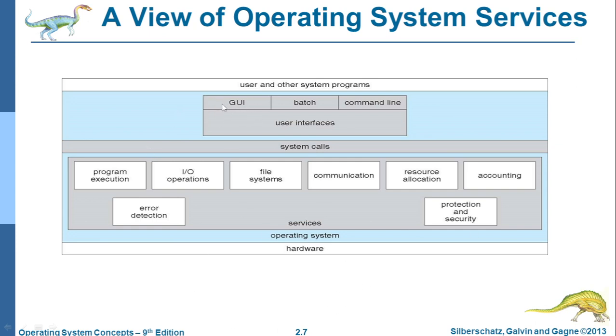So we can input using a GUI, graphical user interface, or command line interface as the user interface. These are the services of the operating system: program execution, input output operations, managing the file system, managing communication between different processes and memory, resource allocation, accounting, error detection, protection, and security. These are the services of the operating system. All these colored blocks are what an operating system does.